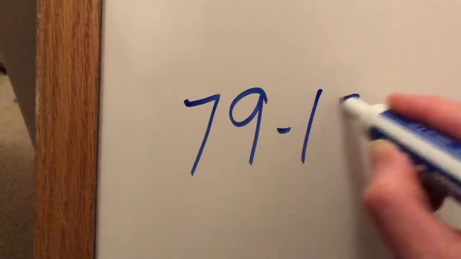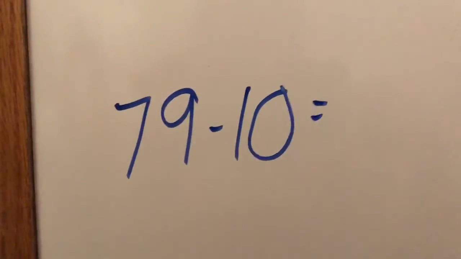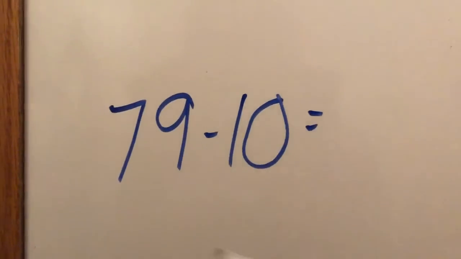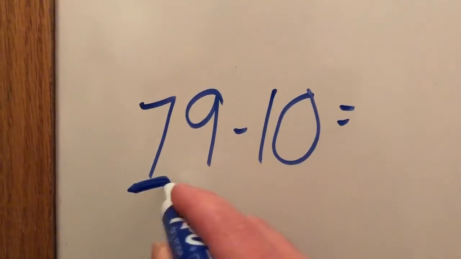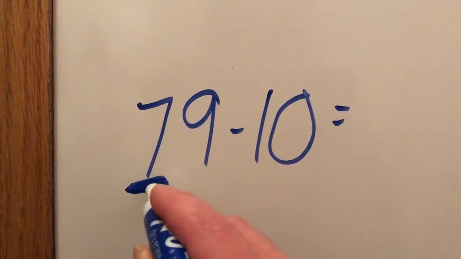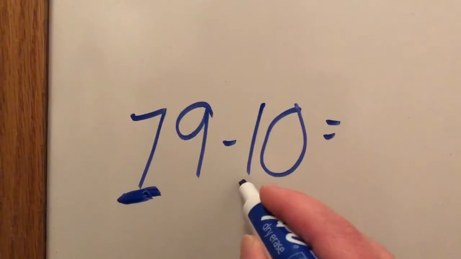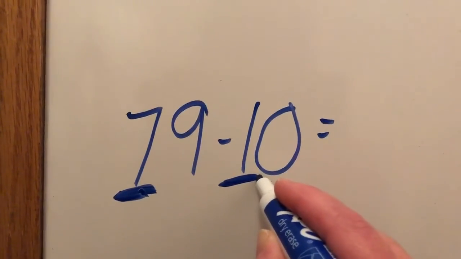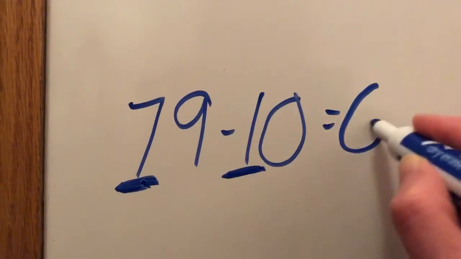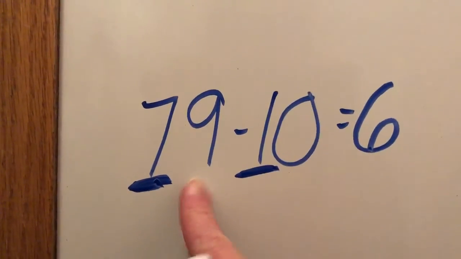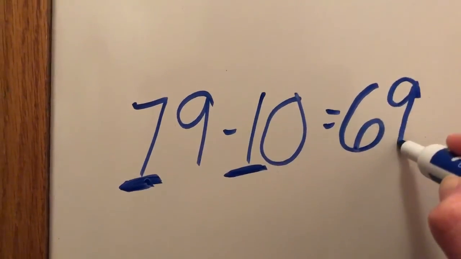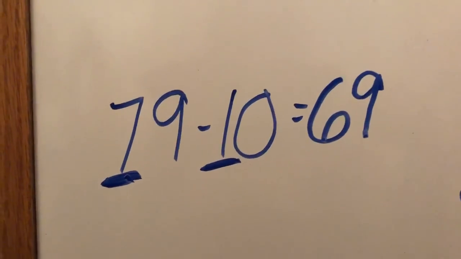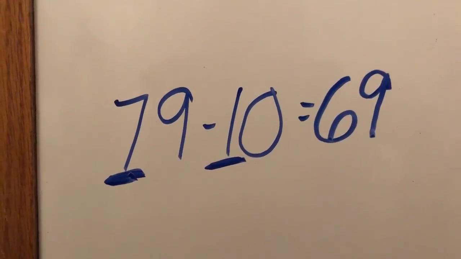79 minus 10. So you'll look at that number and you're going to look at your tens place and you're going to say, I have 7 tens and I'm going to take away 1 ten. How many tens do I have left? Well, 1 less than 7 is 6. And then my ones will stay the same. 79 minus 10 equals what? 69. Very good.